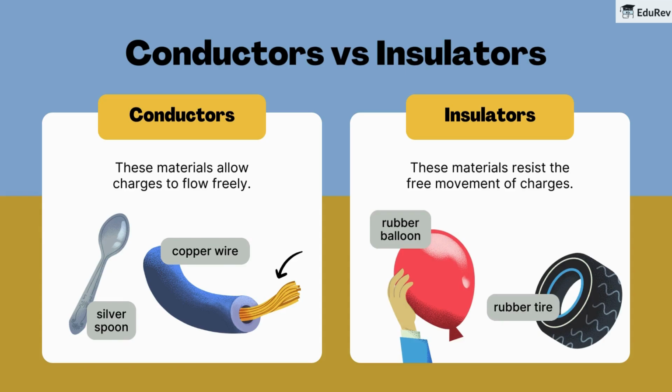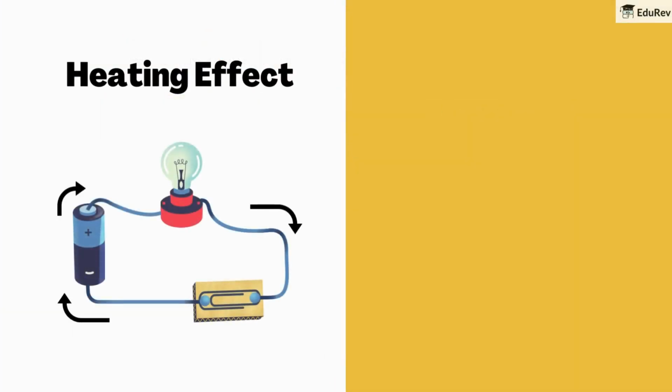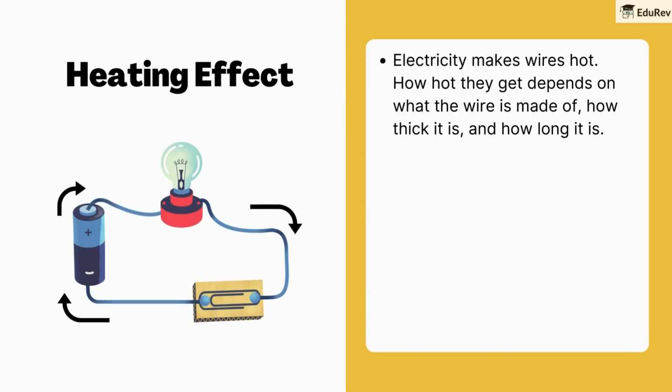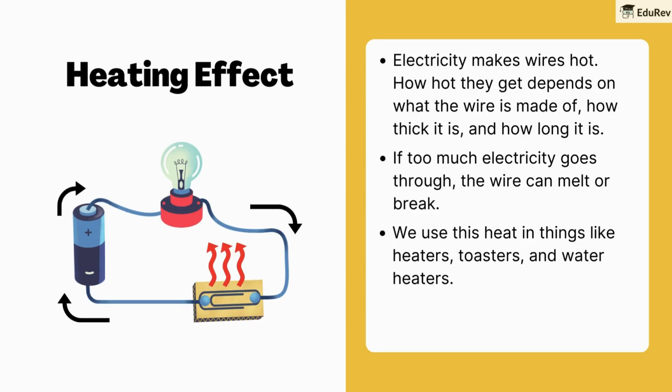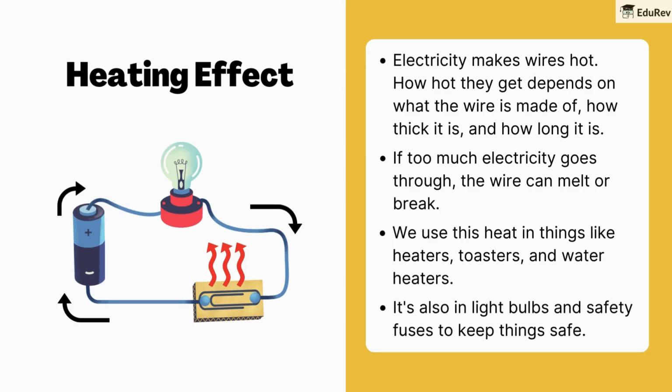Let's move to heating effect of electric current. Electricity makes wires hot. How hot they get depends on what the wire is made of, how thick it is, and how long it is. If too much electricity goes through, the wire can melt or break. We use this heat in things like heaters, toasters, and water heaters. It's also in light bulbs and safety fuses to keep things safe.